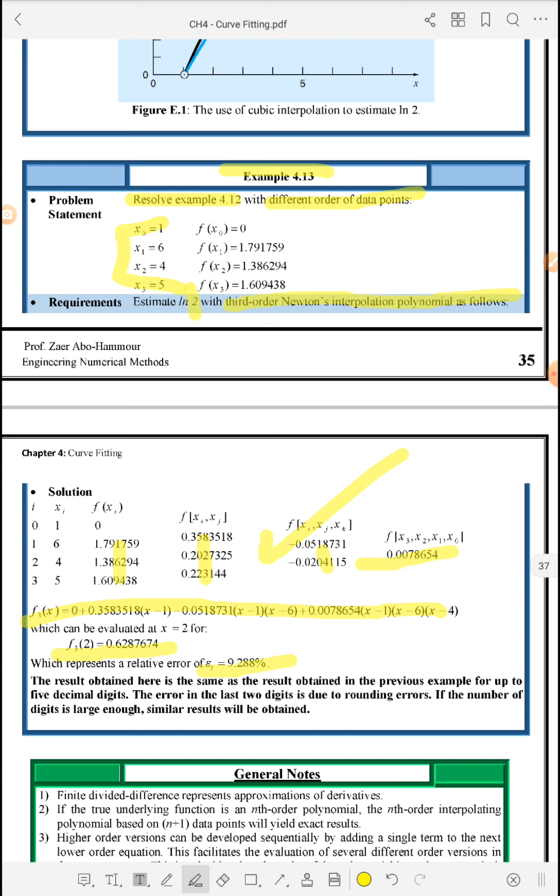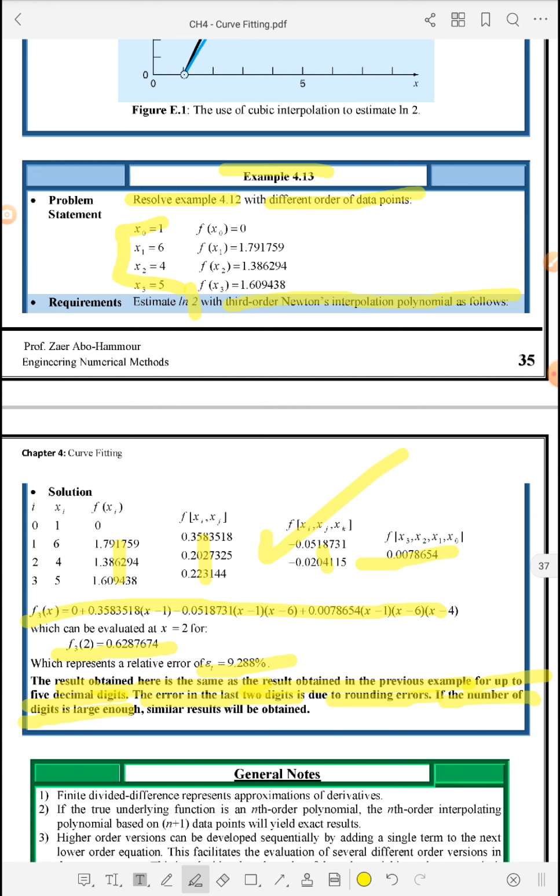So here is a very good and important note, it's written: the result obtained in this example is the same as the result for the previous example up to 5 significant digits. So the error in the last 2 digits is due to round off error. If we don't have any round off errors, then we will get the same answers. And how can we verify? We can verify it if we increase the number of significant digits to 16 or something higher than this, then we will get the same answer.